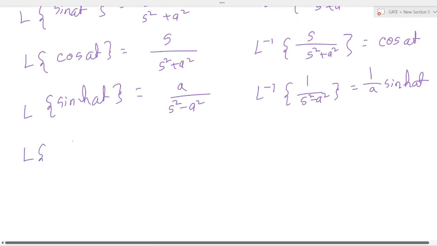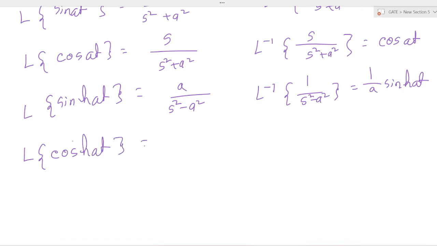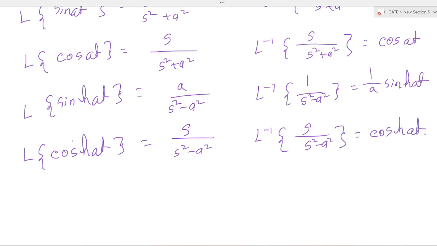Next, L of cosh at is equal to s by s square minus a square, and the inverse Laplace transform, L inverse of s by s square minus a square, is equal to cosh at.